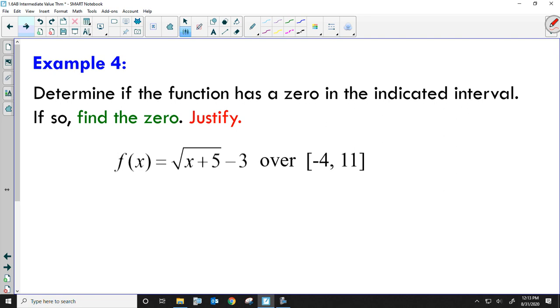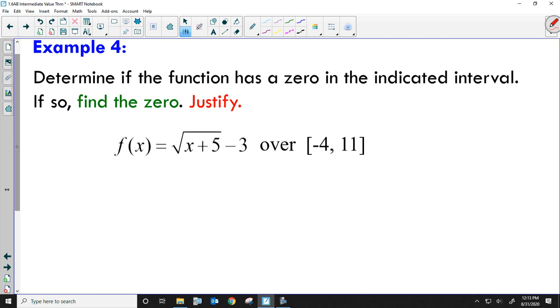Okay, let's just do one more. This one's not a table though, it's an actual function. So this time we're going to determine if the function has a 0 in the indicated interval, and then if so, find the 0 and justify.